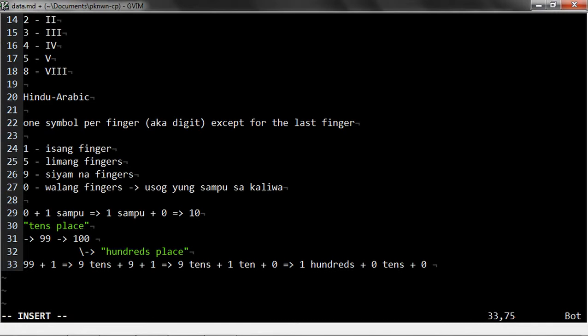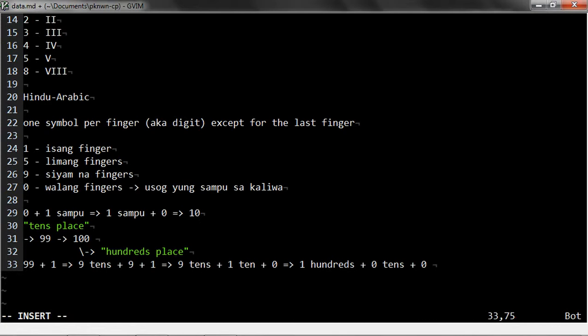Meron tayong 9 symbols, 1 for each finger, except for the last, plus isang symbol para sa wala. Pag umabot tayo sa limit natin, for that point, iuusog natin yung number na yun to the left. So, in this case, magkakaroon tayo ng tens place, hundreds place, and thousands place, and so on. Then, ordering na lang niya is from left to right, yung pinaka malaki nasa left. Okay? So, very basic yung konsepto ng Hindu Arabic numeral.